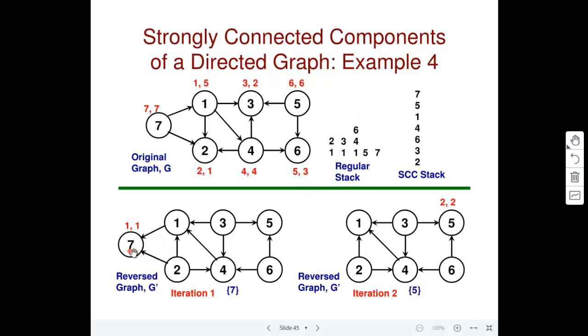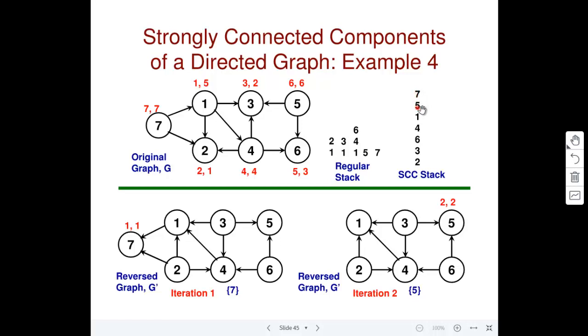So you push vertex 7 to the stack. Now you see you cannot go anywhere else from 7, so you pop out vertex 7. That's the only vertex you're able to visit. So 7 is its own strongly connected component. So you remove 7 and its associated edges. So this is now the new reverse graph, and 7 is also removed from the SCC stack.